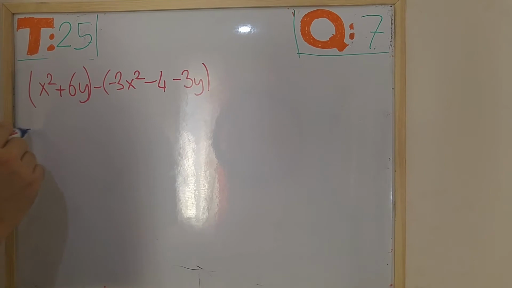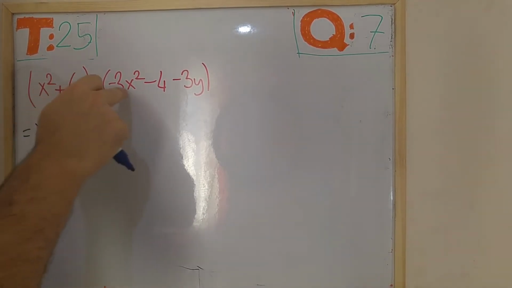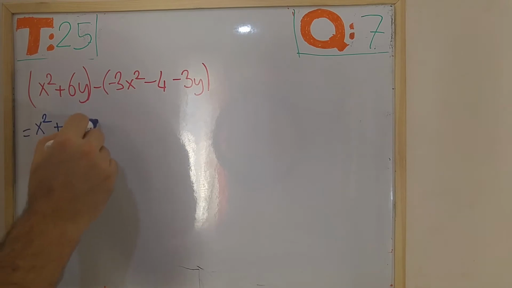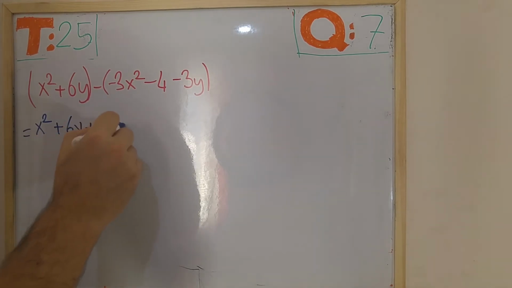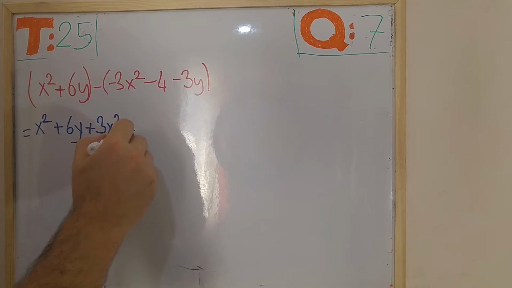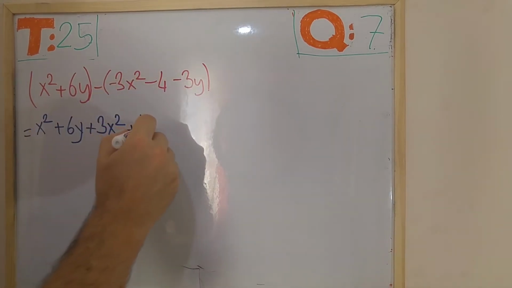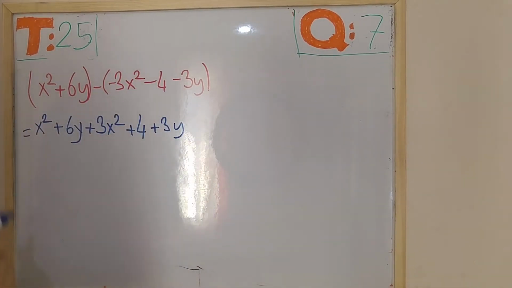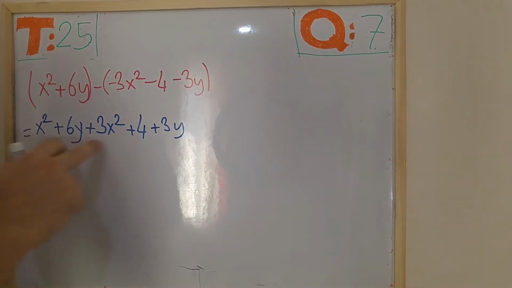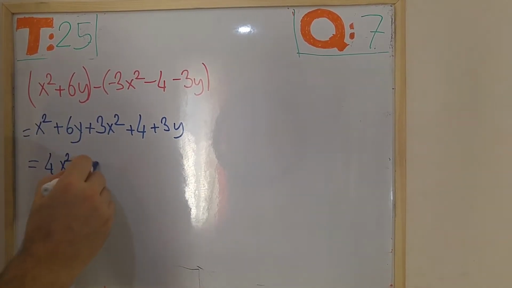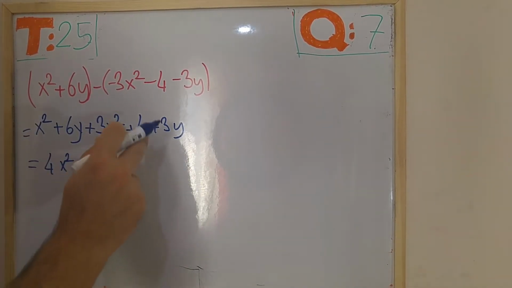Opening the parentheses, x squared plus 6y minus 3x squared. That's why this is going to be plus 3x squared minus 4 plus 4 minus 3 plus 3y, which is going to be equal to 1 plus 3 is equal to 4x squared, plus 6 plus 3 is equal to 9y plus 4.